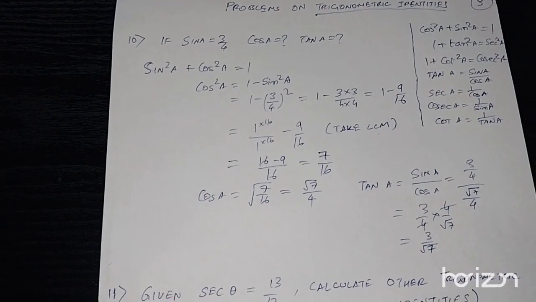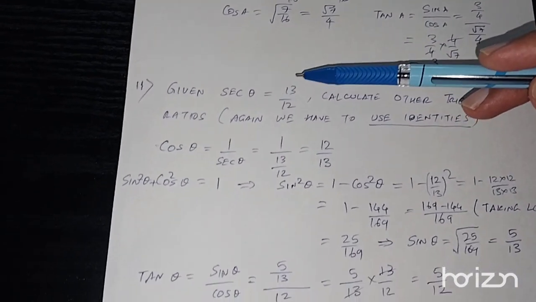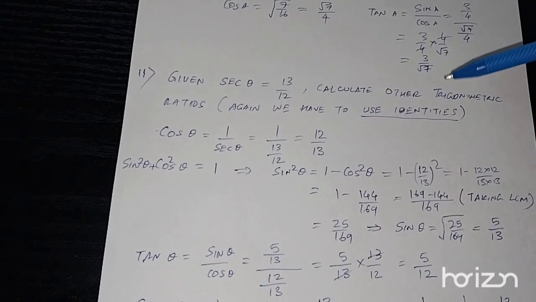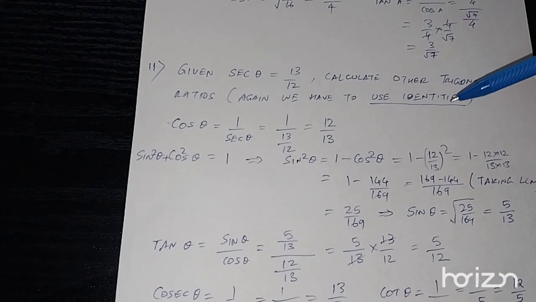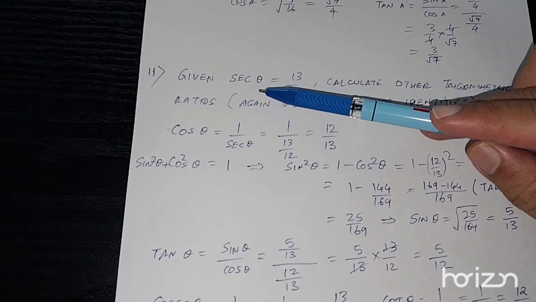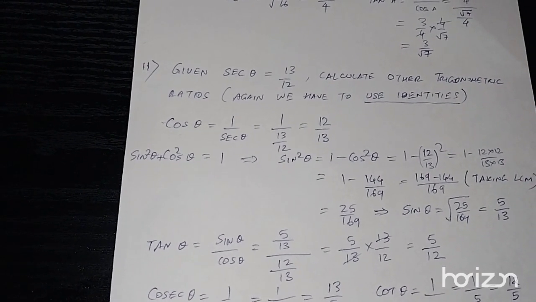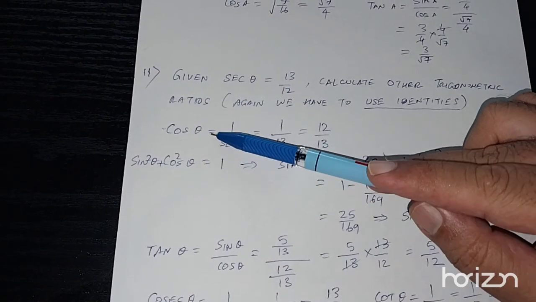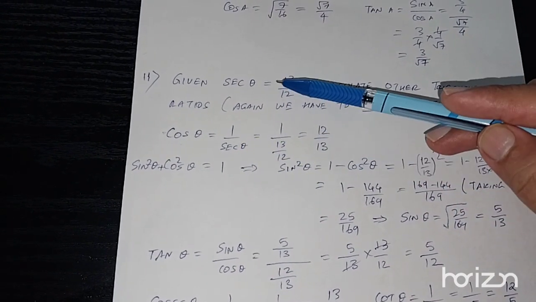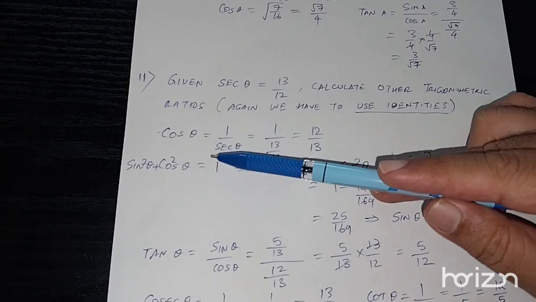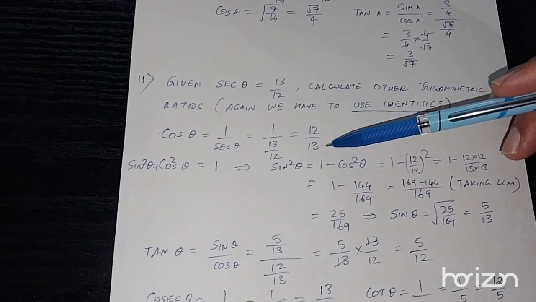Okay, so let's look at the other problem, next problem. So given secant theta is equal to 13 by 12, calculate the other trigonometric values, and again we have to use identities to solve this problem. Okay, so given that secant theta, we know that secant is nothing but 1 over cos, or cos is 1 over secant. Okay, so when we substitute for secant theta, which is 13 by 12, we get cos theta is equal to inverse of 13 by 12, that is 12 by 13.